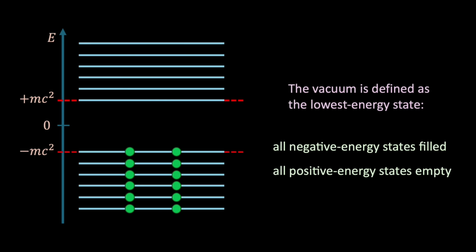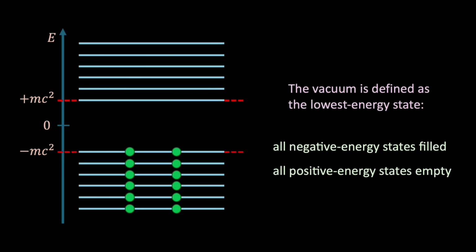Crucially, we treat the vacuum as unobservable. It defines the zero point for measuring energy, charge, and momentum. And here's the key point. With the Dirac sea completely full, the Pauli exclusion principle prevents any normal positive energy electron from falling into the negative energy sea. There's simply no space available. The theory's instability disappears. The vacuum becomes stable.